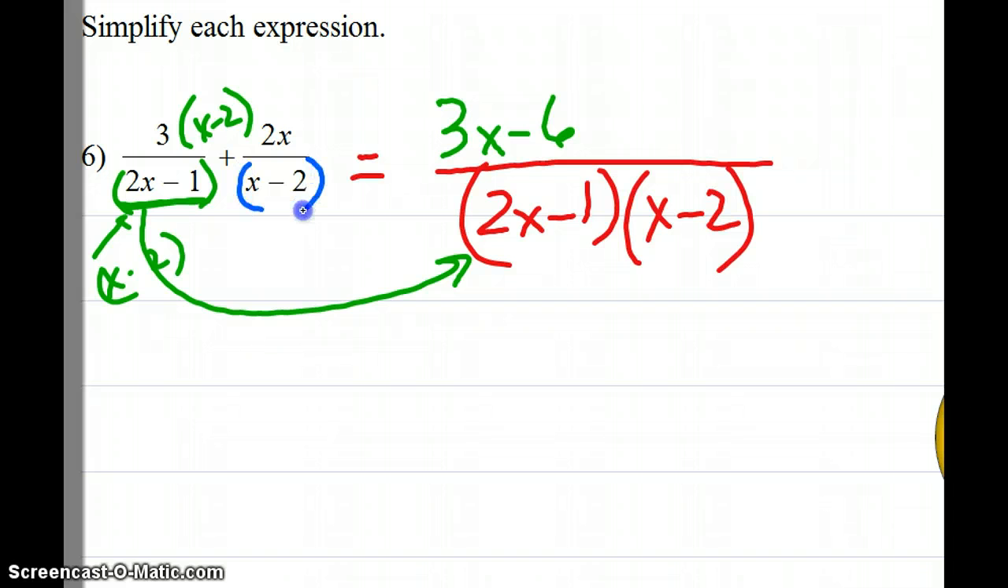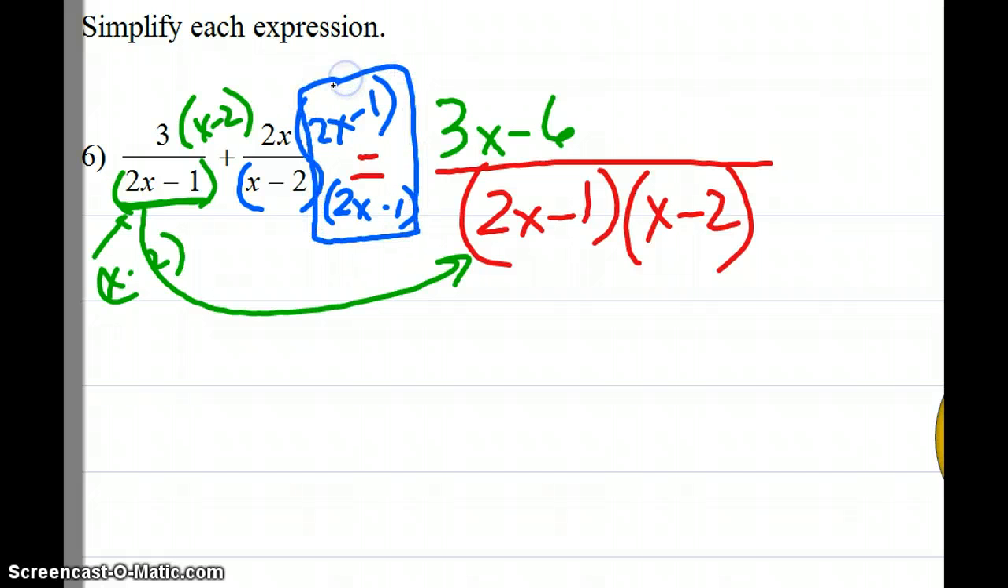This has an x minus 2. It needs a 2x minus 1, so I'll multiply by a 2x minus 1 on top and bottom. Again, why does that work? Because this fraction right here is just 1, and multiplying something by 1 doesn't change anything. Distribute through. 2x times a 2x is a 4x squared minus a 2x.